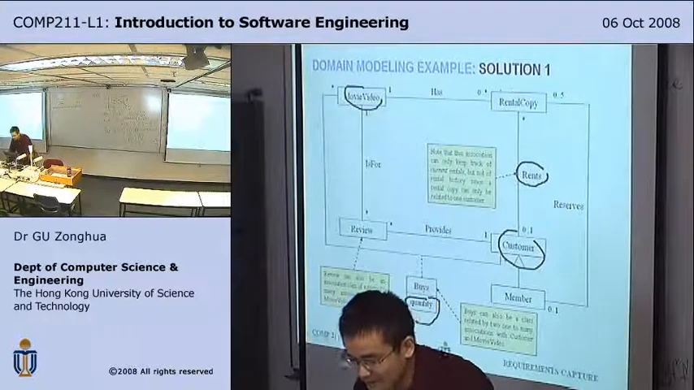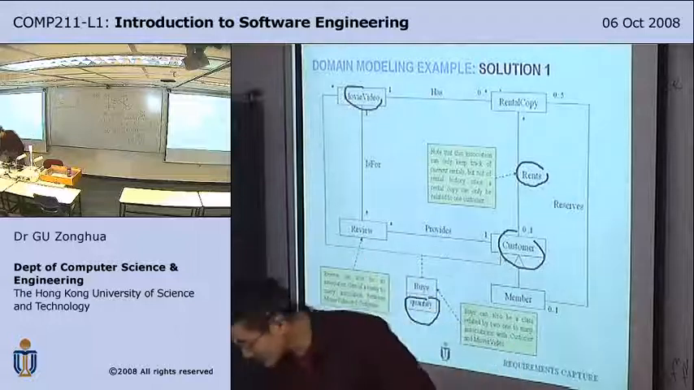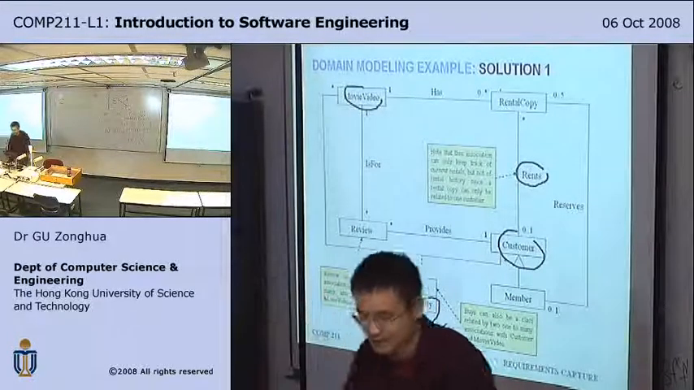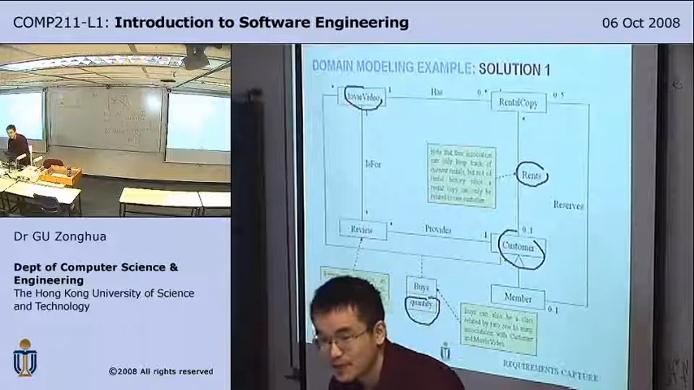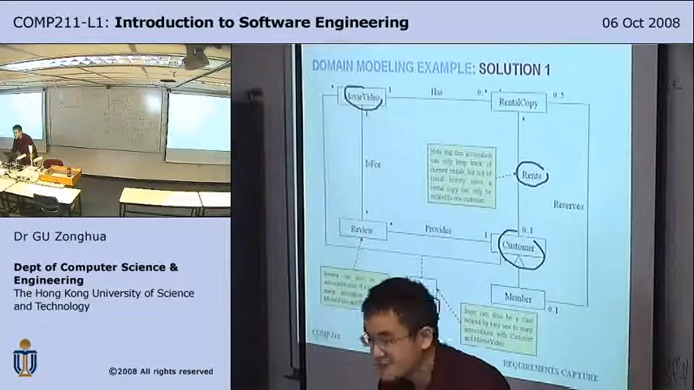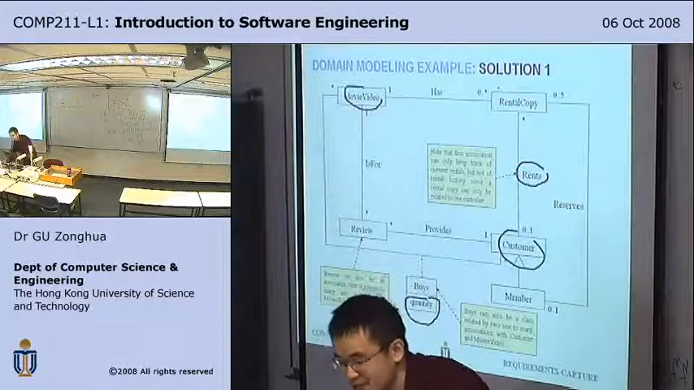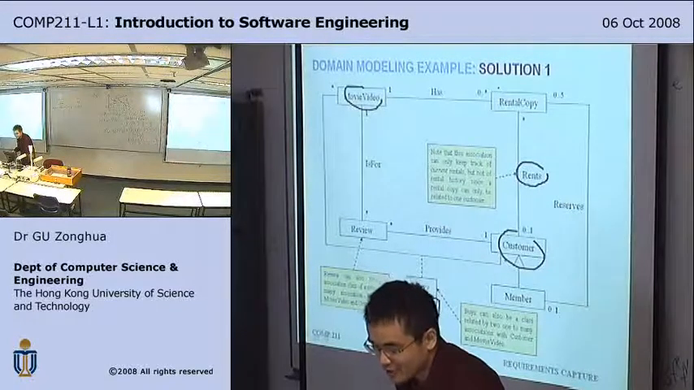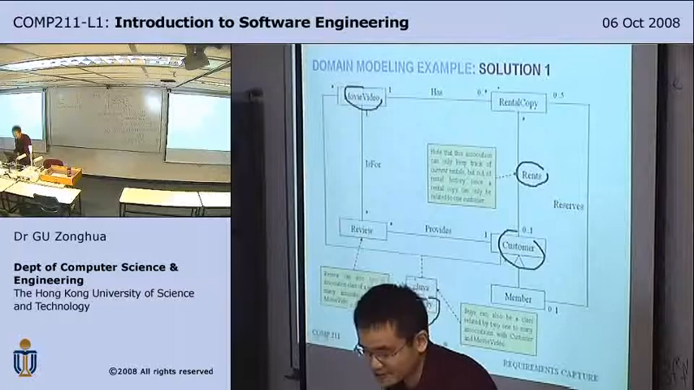So why do we have the rental copy here? It's because you need to keep track of which copy is rented out. Say you have a movie video with 5 copies. Each one may be rented to a different customer. So you need to have a unique serial number on each copy. Then you need to know which copy a particular customer rents.